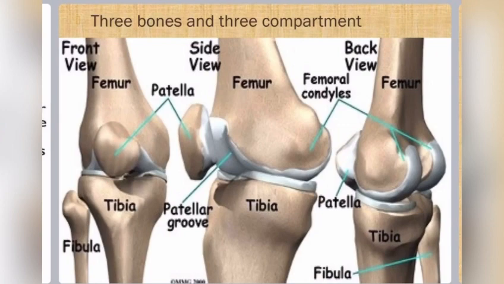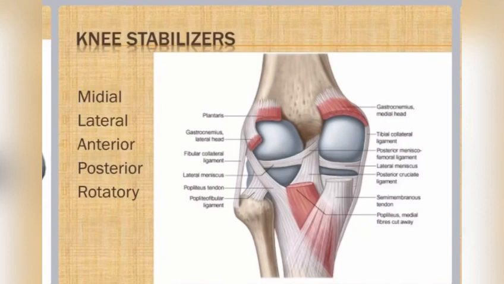Three bones in three compartments: front view, side view, and back view. First one, femur, tibia. In the front view the patella is at the center, and in the side view the patella is at the side, that is the patellar groove. The femoral condyles, the patella is in the back view. Knee stabilizers: medial, lateral, anterior, posterior, rotatory.